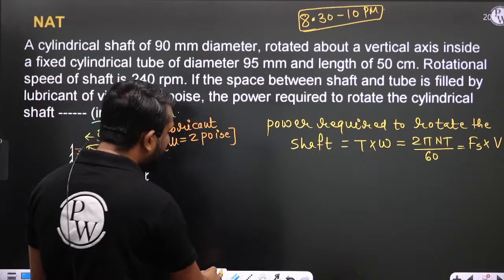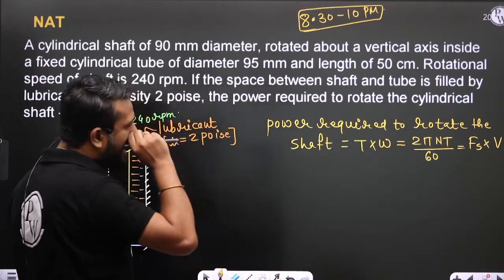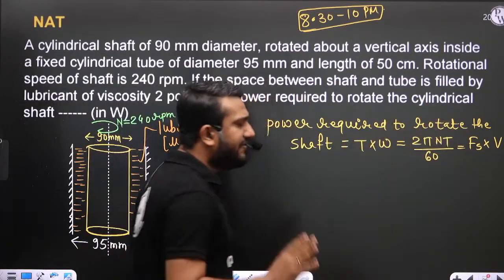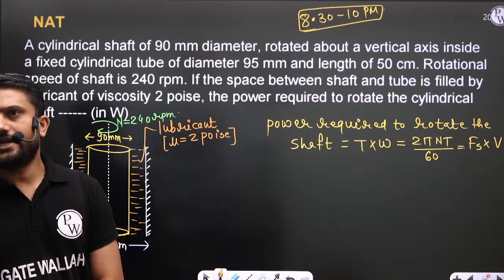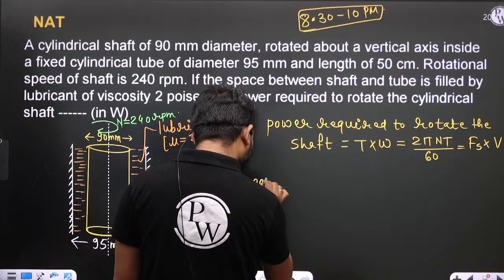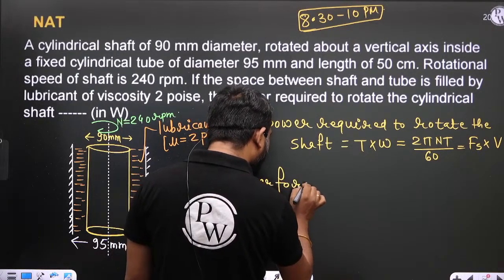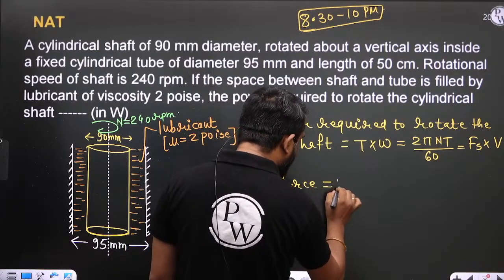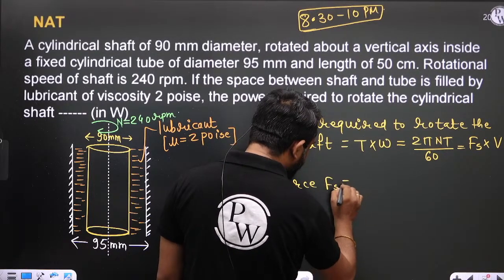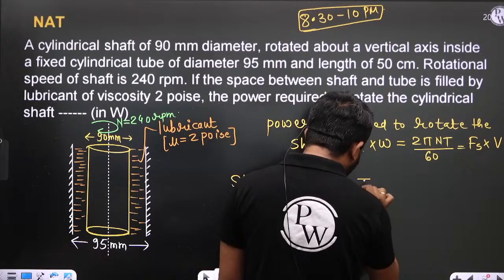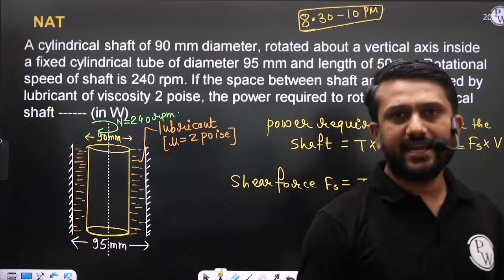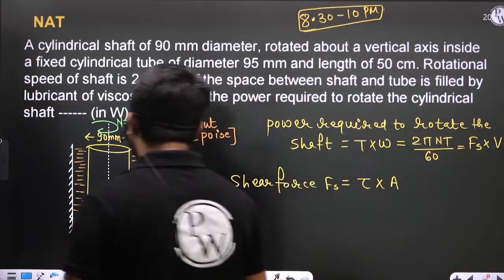Fine. Now first calculate the shear force. Whenever you are using any of these, first Fs is required. So what is Fs? The shear force acting on the surface of the shaft. So this is simply tau multiplied by area. Which area? Shear area, and shear area means the area which is in contact with the fluid or lubricant.